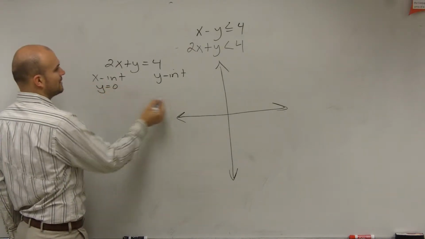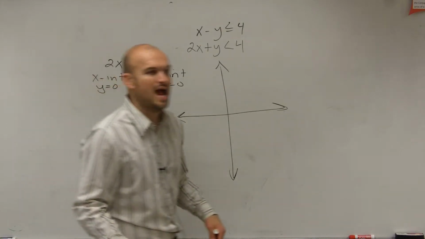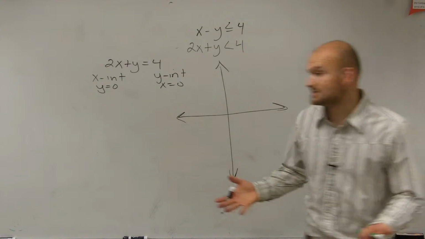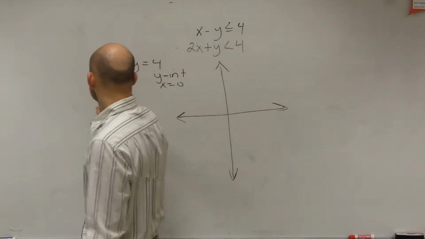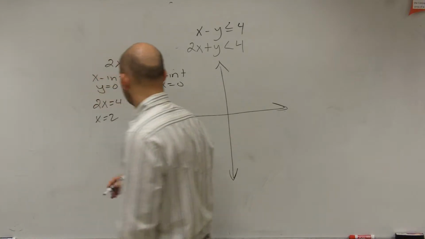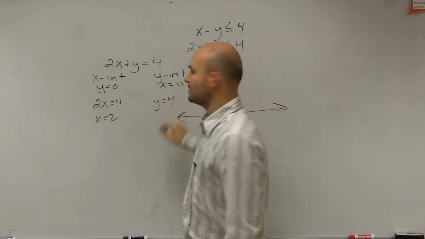The x-intercept is when your y equals 0. Your y-intercept is when x equals 0. So one way to graph, or also maybe just to check your answer, is to check your x and y-intercepts to see if those are going to work. So when y equals 0, I get 2x equals 4, which means x equals 2. And when x equals 0, I get y equals 4.